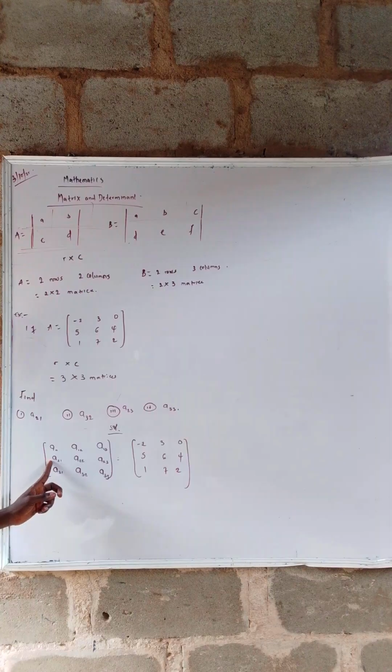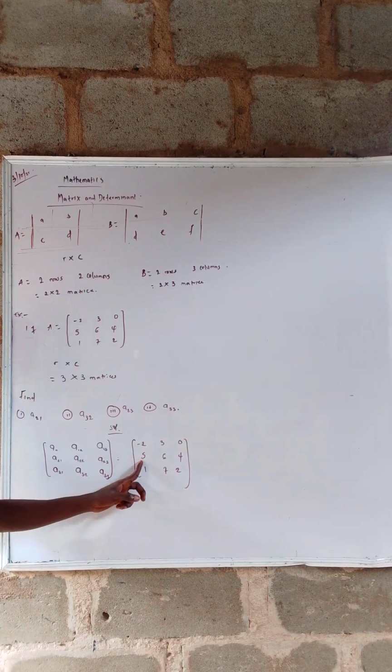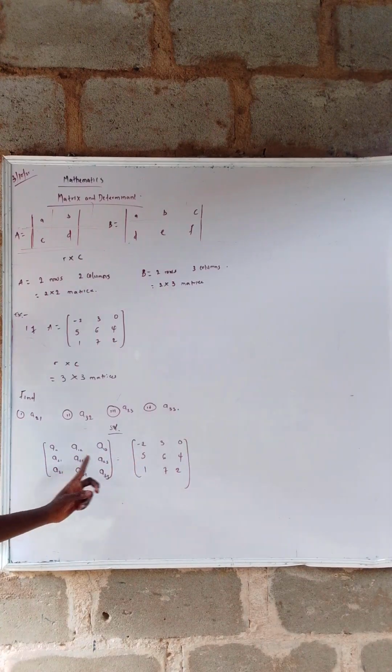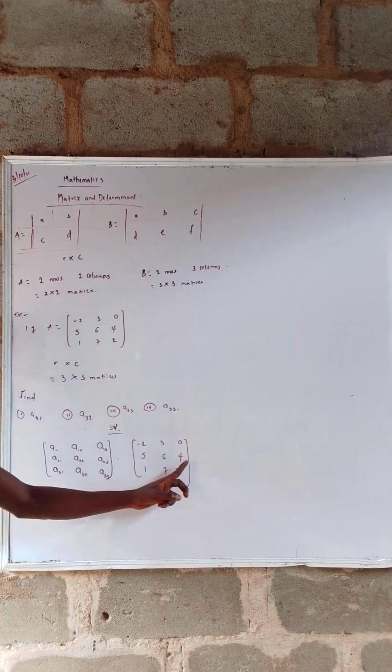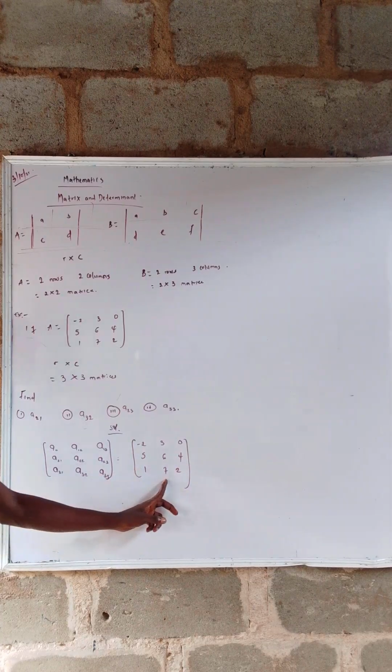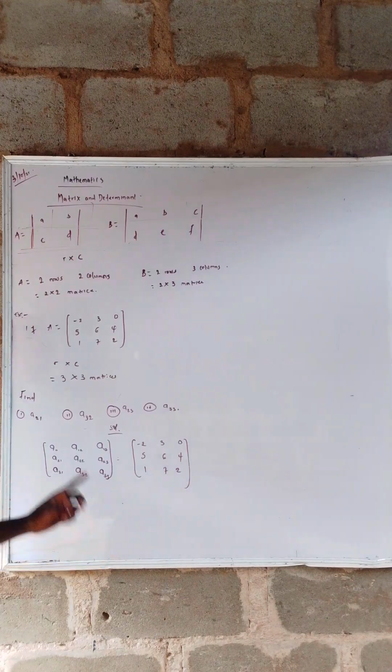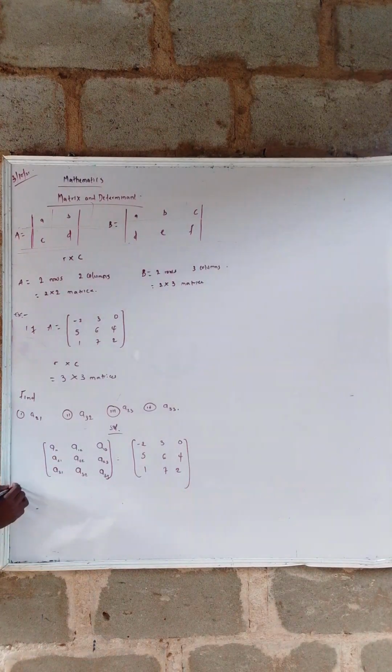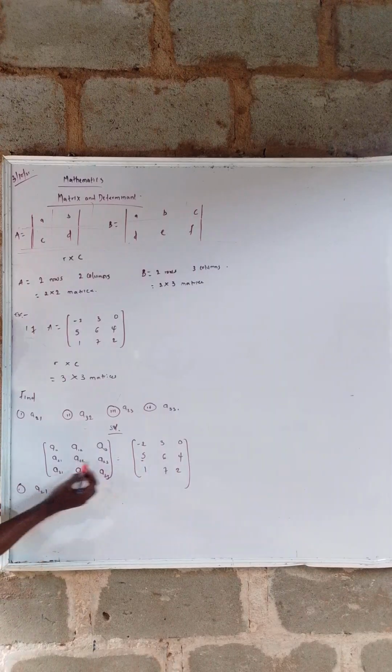Same as this one. A21 represents 5. A22 represents 6. A23 represents 4. A31 represents 1. A32 represents 7. A33 represents 2. So what was the question? They said find A21. So what was A21 in this place? 5. Do you see that? We have 5.